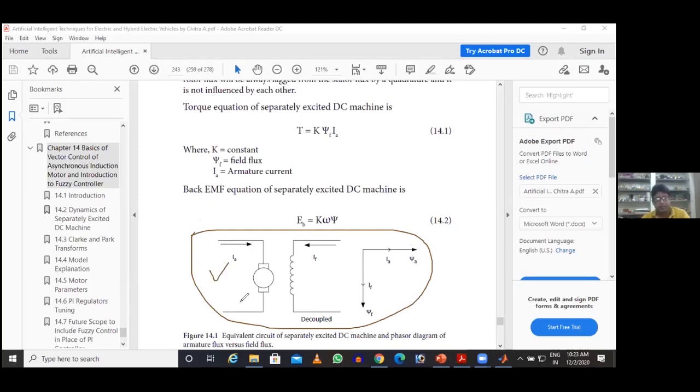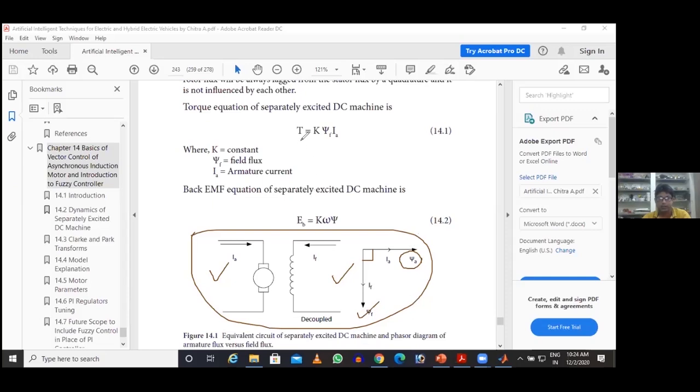So this side is your armature side, and this is your field side. And the construction is such that the armature flux and the field flux are apart by a 90-degree angle. So now cos 90 is 0. So there is no influence of armature flux on field flux, and there is no influence of field flux on armature flux. This is a decoupled nature.